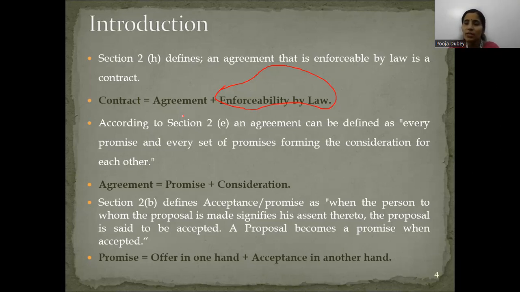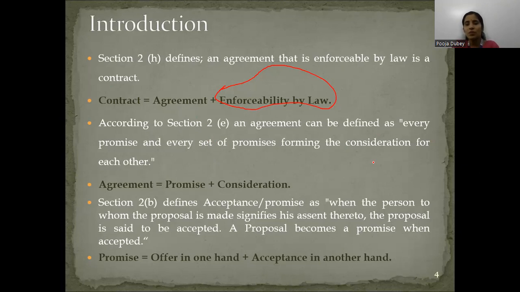So contract means an agreement which is enforceable by law. So basically you can differentiate: agreement means there are social kinds of agreement. When it is enforceable by law, it is not a social kind of agreement. So basically, according to the Indian Contract Act 1872, an agreement enforceable by law is a contract, and it is mentioned under section 2(h).